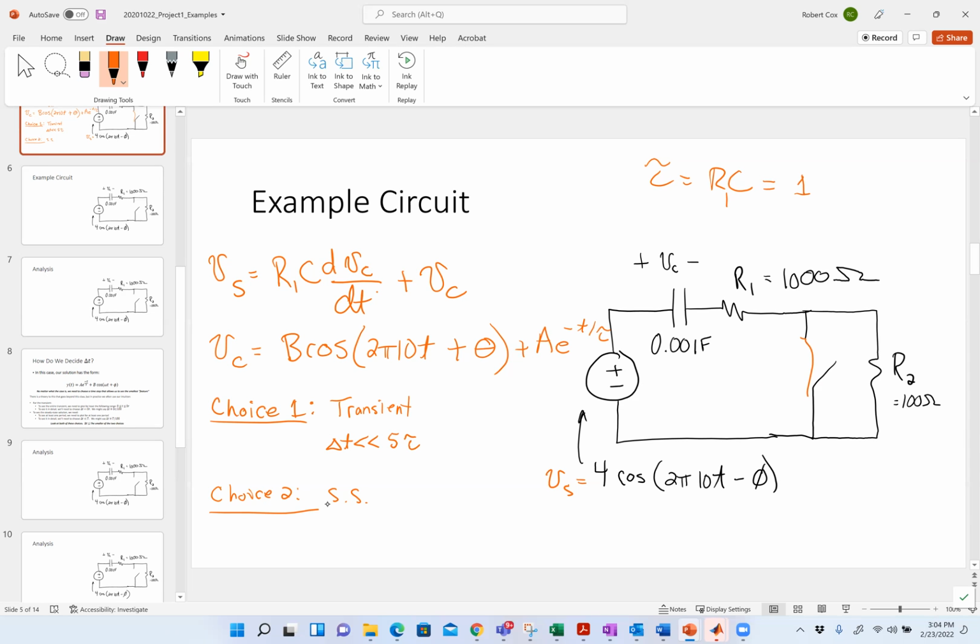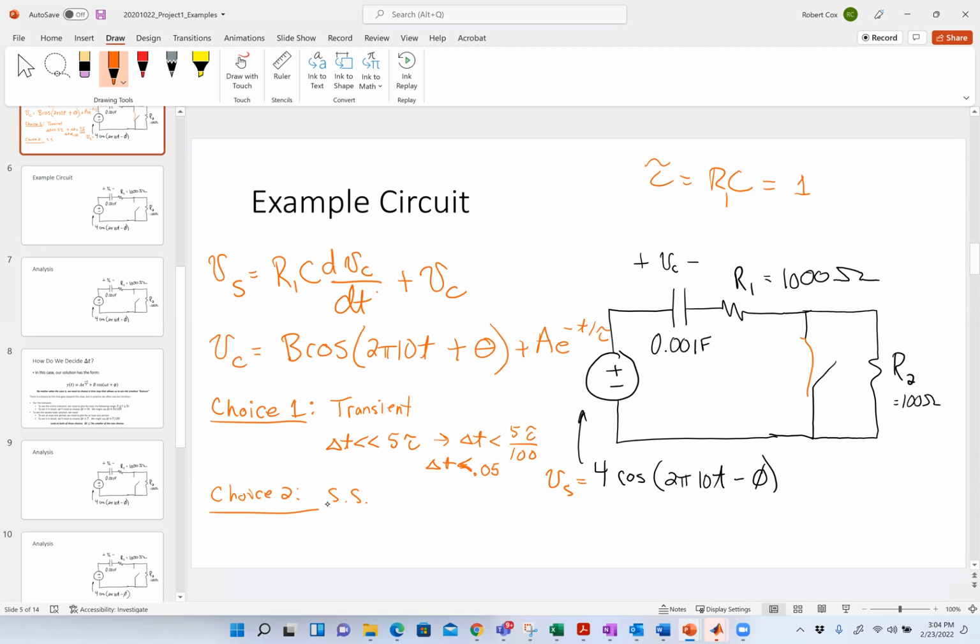All right. So what was our definition of much, much less than? 100 times smaller, so 1% of. So in other words, delta t should be less than 5 tau divided by 100. Okay, so that means that delta t for this choice, if RC, the tau here was 1, so I've got 5 divided by 100, so that's what, 0.05 seconds. The delta t needs to be smaller than 0.05 seconds.